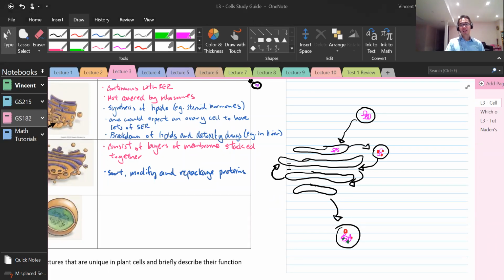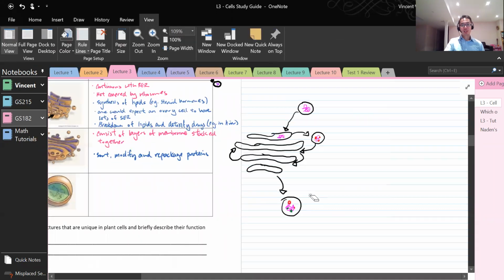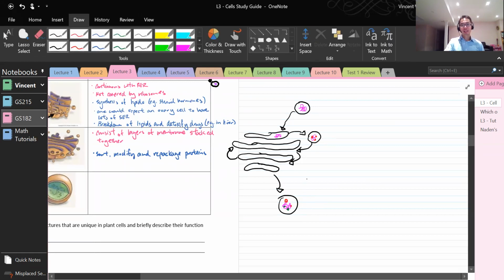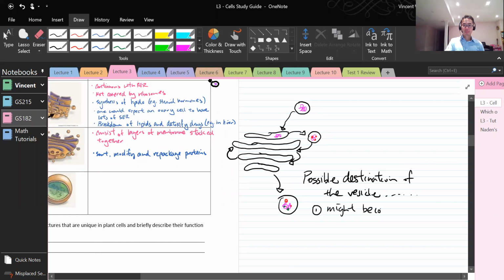Okay, now where does this go? Where will this protein go? Okay, this vesicle. So we should talk about the potential possible destination of the vesicle. Okay, where is it going to go? Well, number one, it might become a lysosome, which is what we're going to talk about next. So this guy here, that's a lysosome, right? That's responsible for digesting stuff, which we can talk about in a bit.